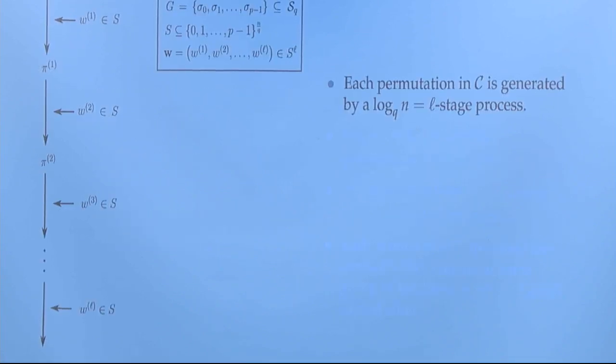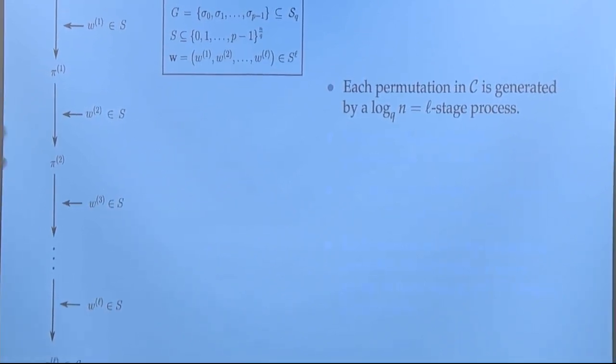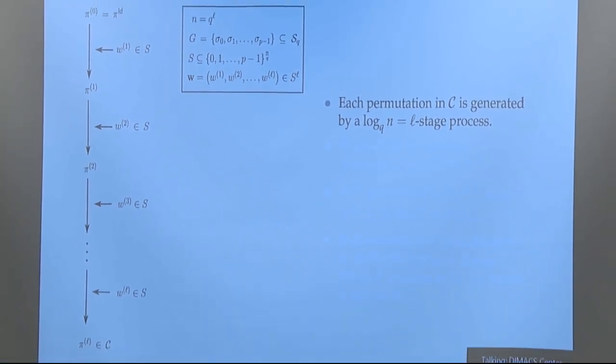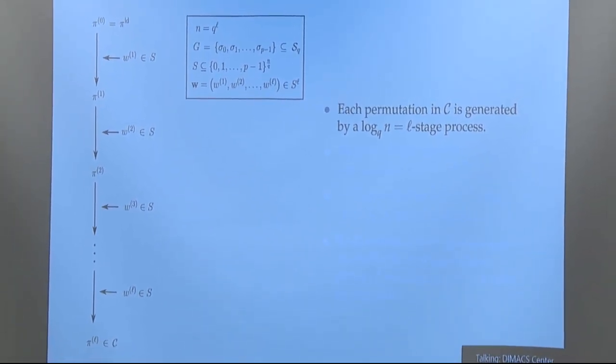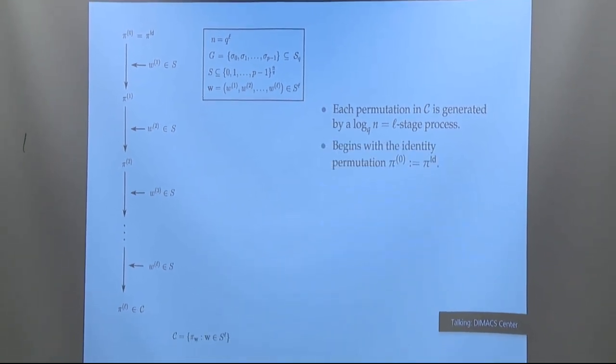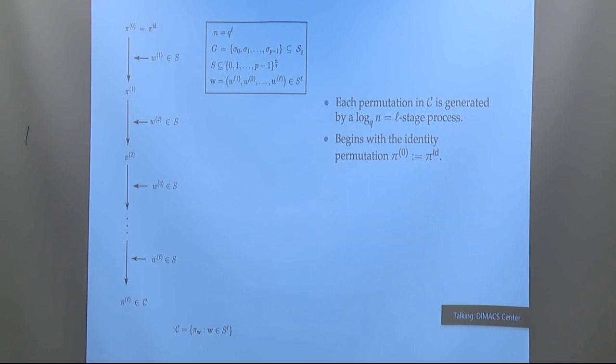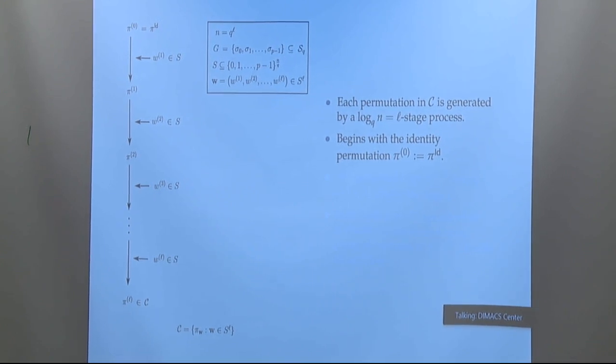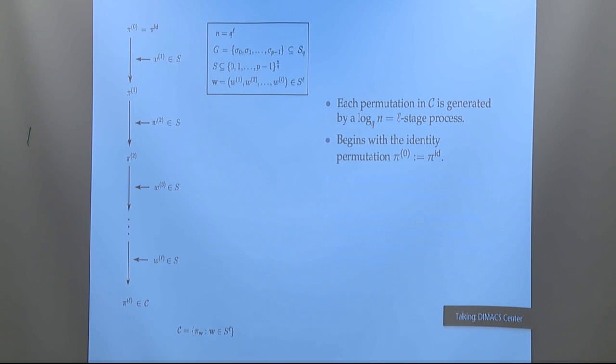Okay, so in this box, I have everything that you need to remember for this construction. You have n, which is the power of q. You have this G ground permutation set, and this set S, which is the shuffler set. Again, this entire thing, you can think of it as an L stage process. So n is q to the L. You start with the identity permutation, which is pi 0. After stage 1, you get pi 1. After stage 2, you get pi 2, and so on, up until stage L, you get pi L, which is going to be a codeword in our code.